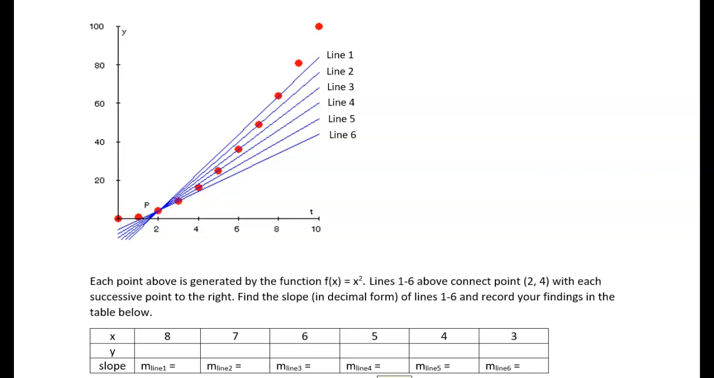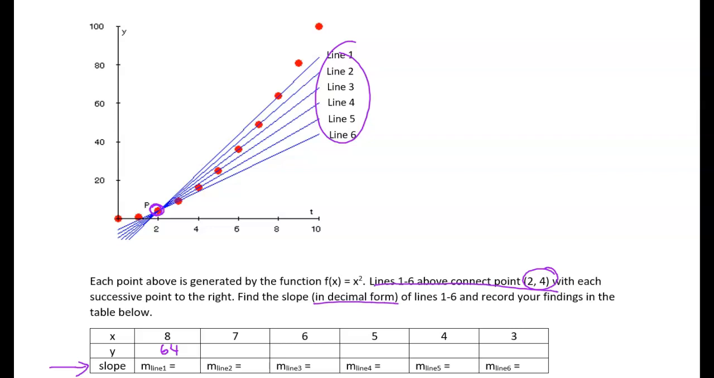But we also want to know how to do the slope. That's the next row here. Now I say find the slope, and if it's in a fraction, change it to a decimal. We may or may not have to do that on the first one, but let's go ahead and see what we got here. So the slope of what? It says lines 1 through 6, that's all these blue lines that you see up here. Lines 1 through 6 above connect the point 2, 4, that's this point right here. Each one of the blue lines goes through that point, and each blue line connects the point 2, 4 to one of the other dots.